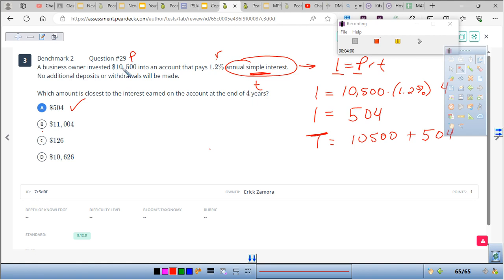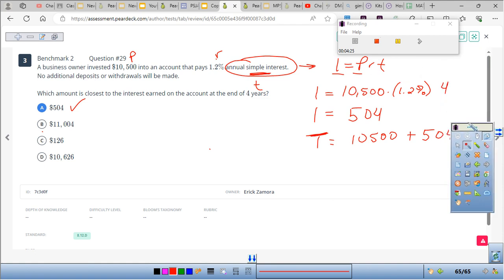4 years is my term. So P is going to be that 10,500. Rate is going to be 1.2%. 4 is going to be the term. Just plug it in here. Again, we're looking for that interest. So I is equal to 10,500 right here, P, R rate, and then term of 4. So do that, and you get the answer 504.